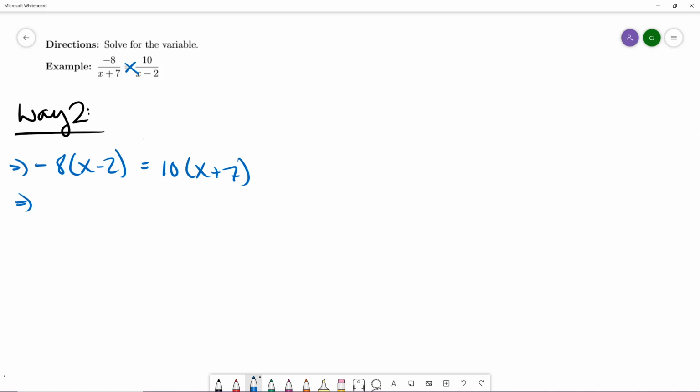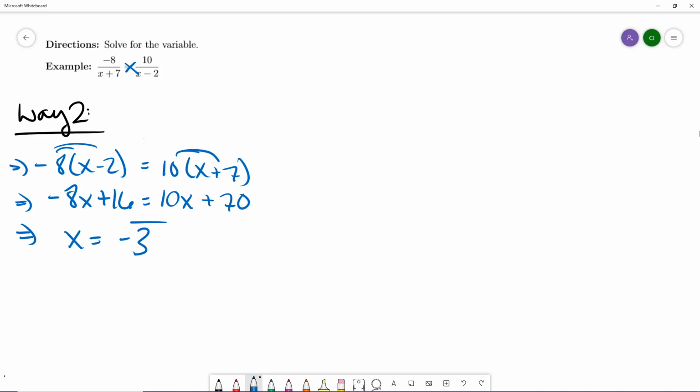So -8, we're going to distribute that. So -8 times x is -8x. -8 times -2, that is a positive 16. And then over here, we have to distribute the 10 to everything as well. So 10 times x is 10x. And then 10 times 7 is 70. Right? As you guys can see from me doing this twice already, this is the exact same as we've gotten before. So I'm just going to immediately tell you guys that this is x is equal to -3.